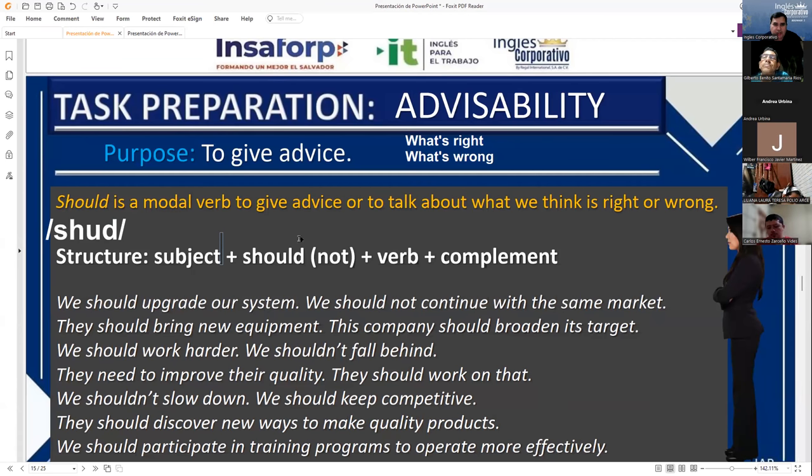Structure. Subject, should or shouldn't, verb and complement. Subject. Miguel. Why Miguel, teacher? Because Miguel was my father. Miguel was his name. So, Miguel should. Miguel should fix his car.